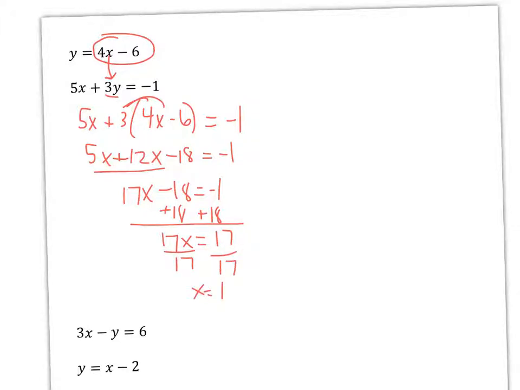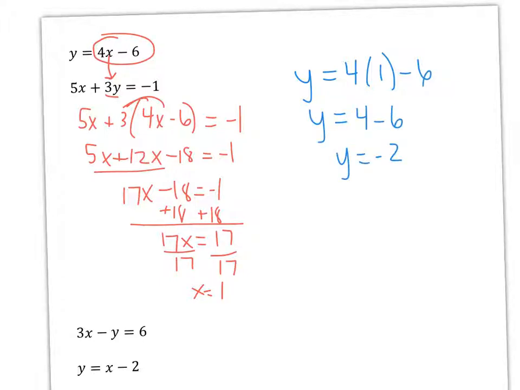Now I'll plug that in. Again, it's always good to pick the easier equation, but it really does not matter. You'll get the same answer. So I'll pick that first equation and get y equals 4 times 1 minus 6. So y equals 4 minus 6. Y equals negative 2. So my answer here is 1 comma negative 2. That would be a solution to both of these equations for this system of equations.